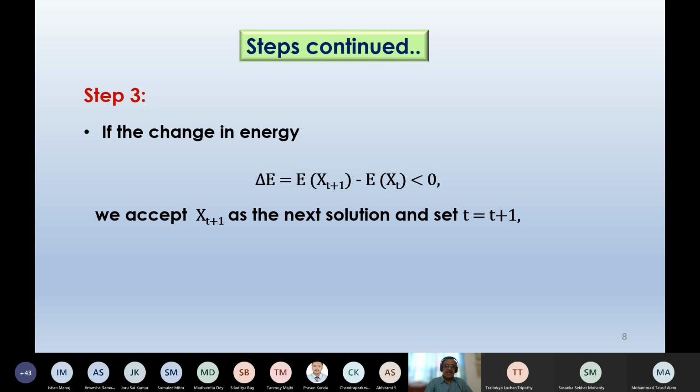That means your energy at the t plus 1th iteration is less than the energy at the tth iteration, and this is a minimization problem. So x t plus 1 is a good solution. So we can accept x t plus 1 as the next iteration, and we set t equals to t plus 1. So I'm increasing the iteration number because this particular candidate solution has been accepted. So I think I'm clear to all of you.